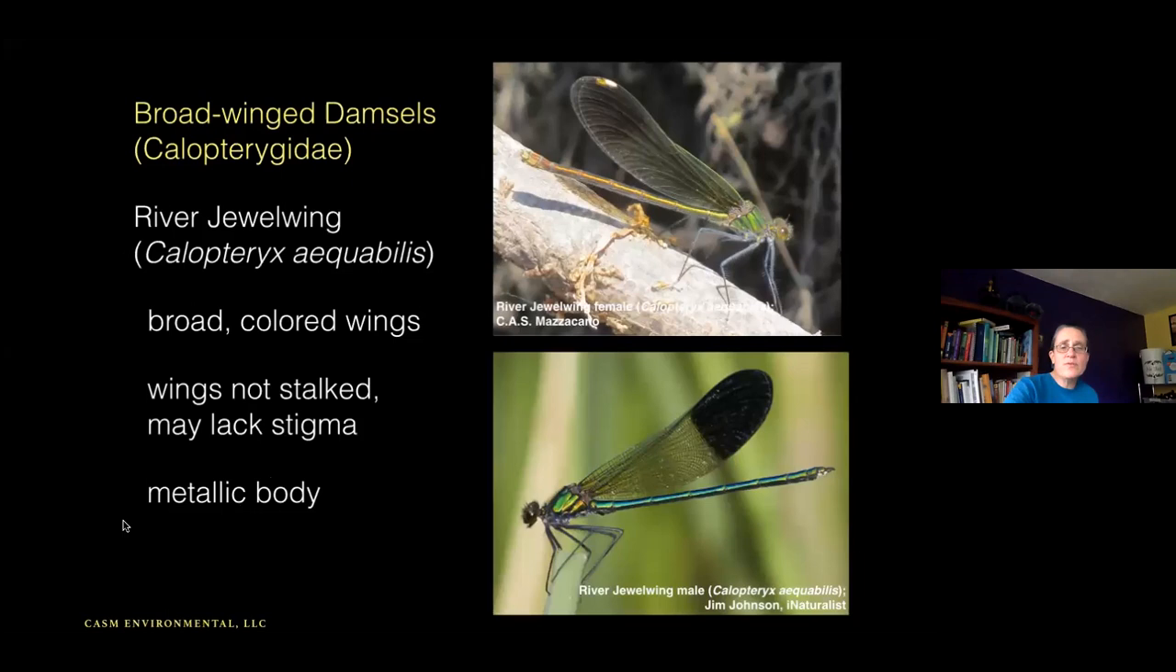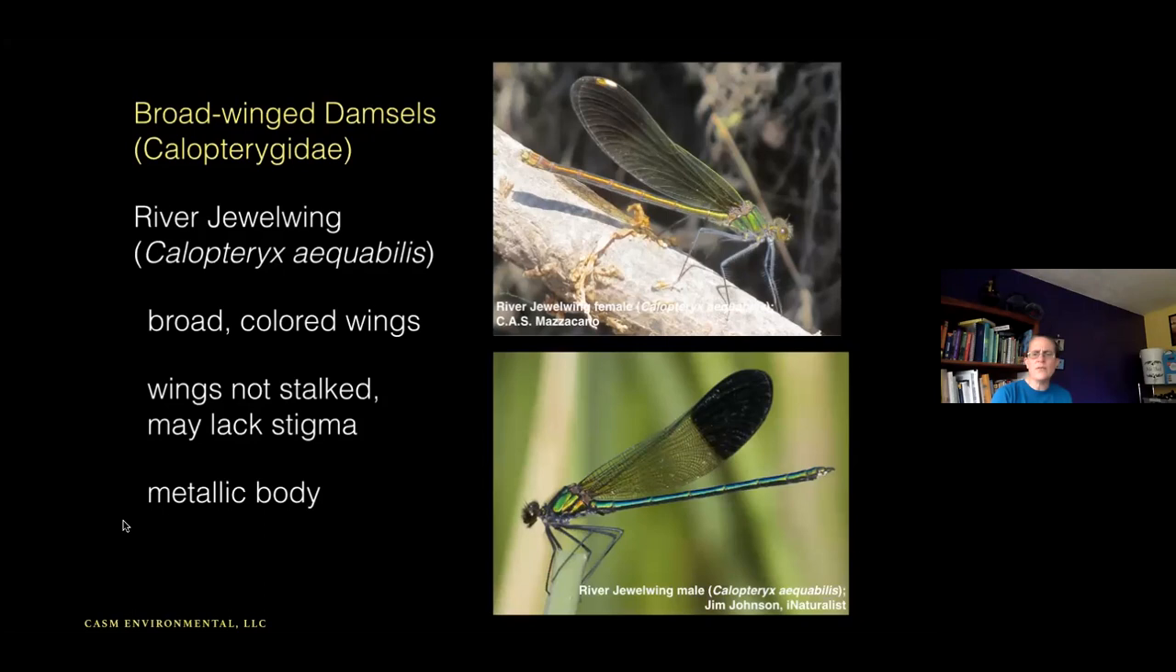River jewelwings, I would not have expected to see at our sites. They like a little bit faster moving water. But there was a somewhat opportunistic, slightly blurry photo that was taken a couple of years ago now at Westmoreland Park that was nevertheless most distinctively and definitively a river jewelwing. These are beautiful, beautiful insects. Again, they're kind of big for damselflies.